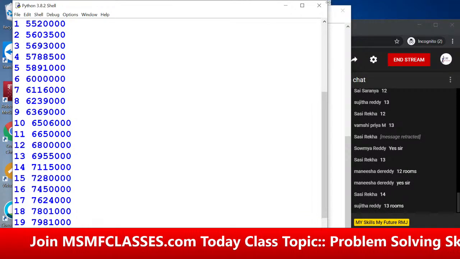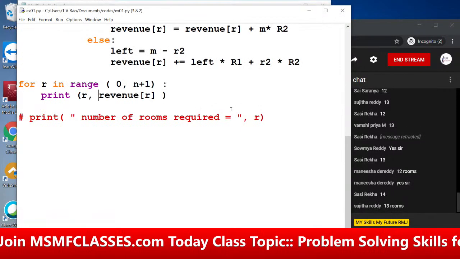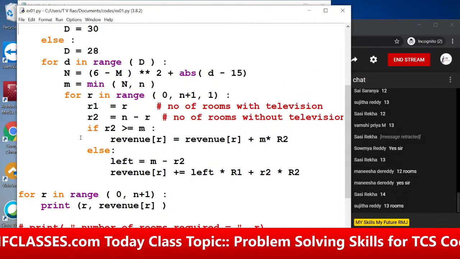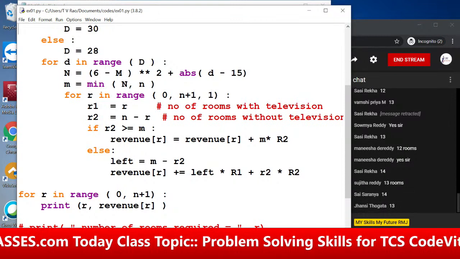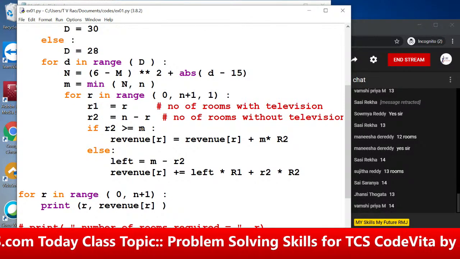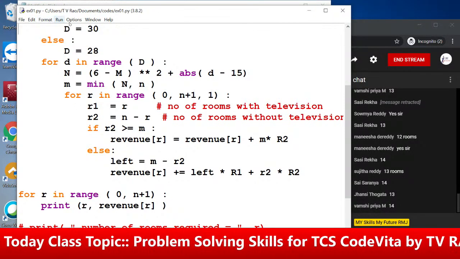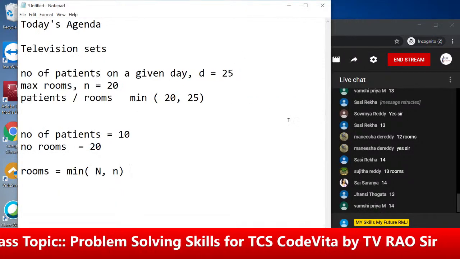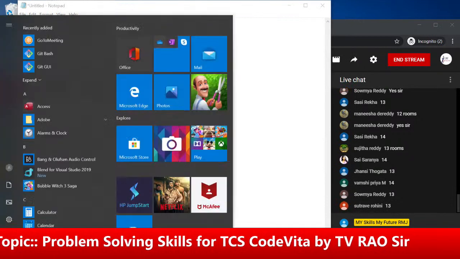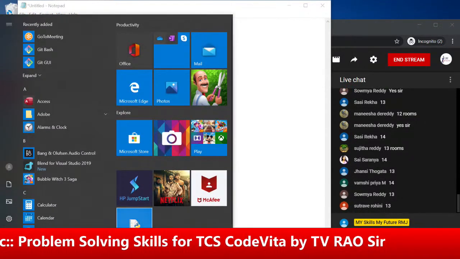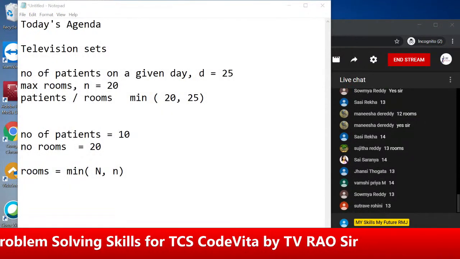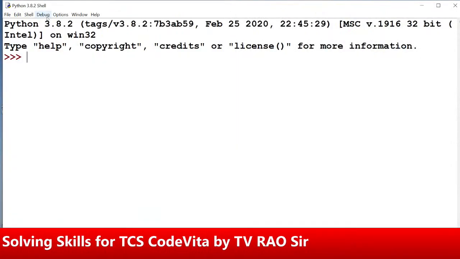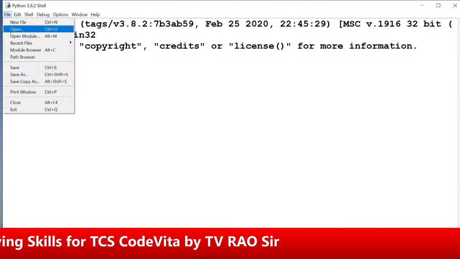Okay. Please, we made one mistake here. That's the reason why we could not get it here. If R2 is greater than M, Jhansi, 13 or 14?